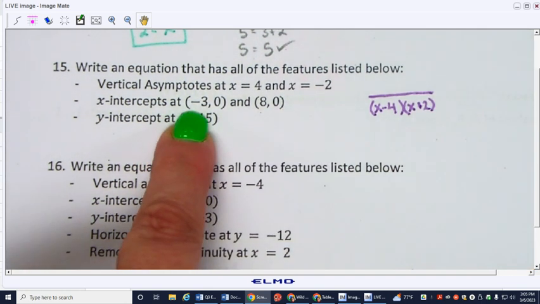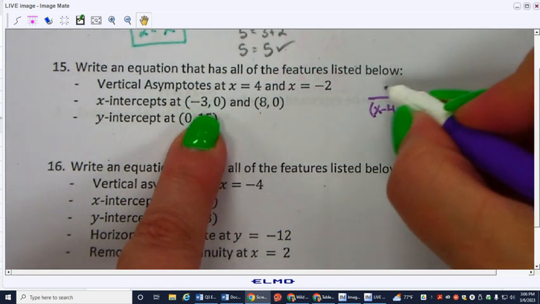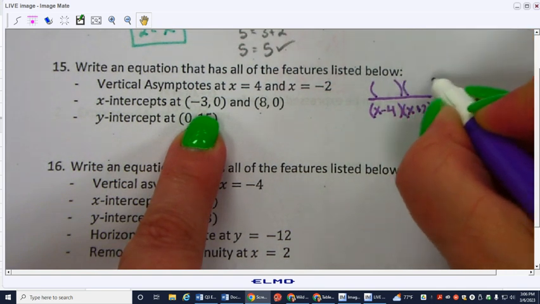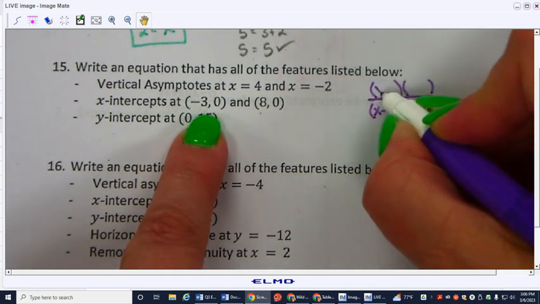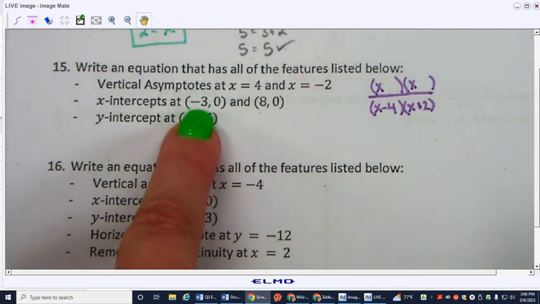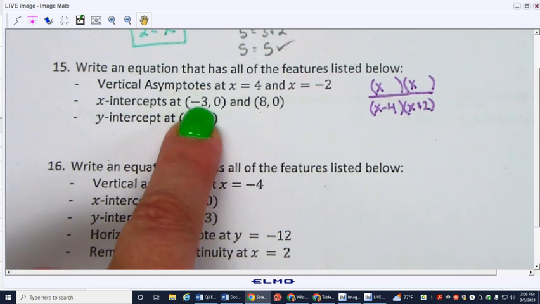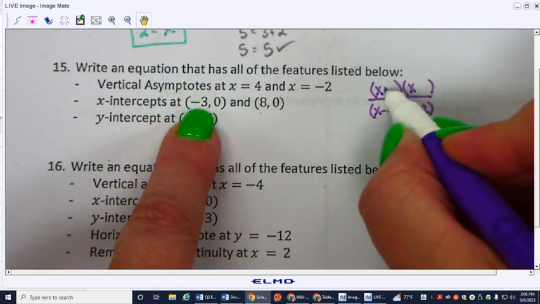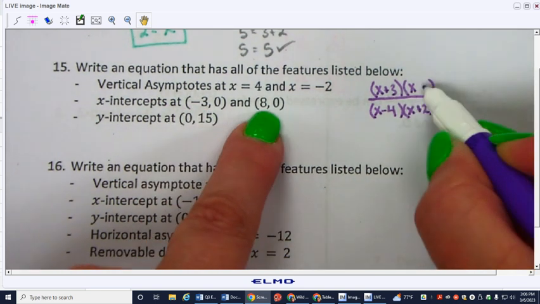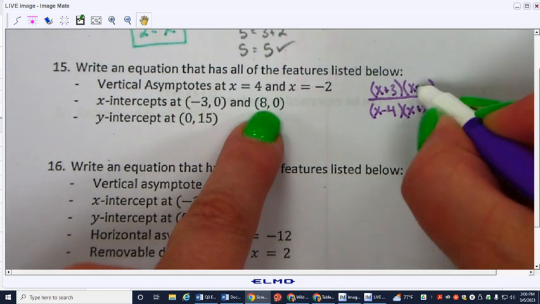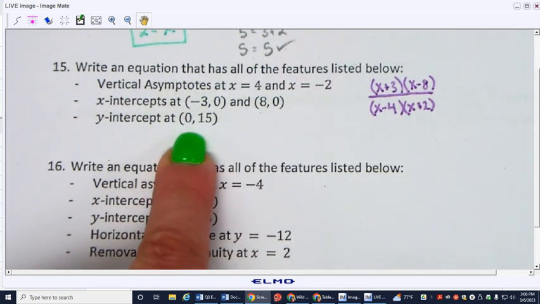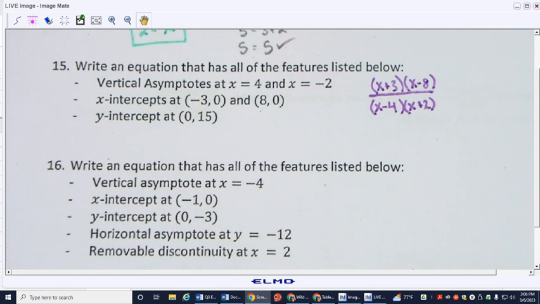Okay? X-intercepts, that's where the numerator is 0. If I look over here in my poster number 5, x-intercept, that's when the numerator is equal to 0. So for these two things, just like before, I want to get a 0 in the numerator. So if I need x to be a negative 3, what goes in here? Plus 3. And if I need x to be an 8, what goes in here? Minus 8.